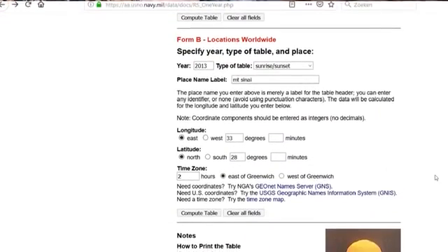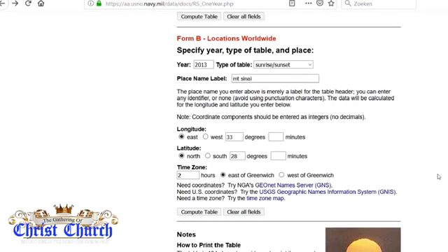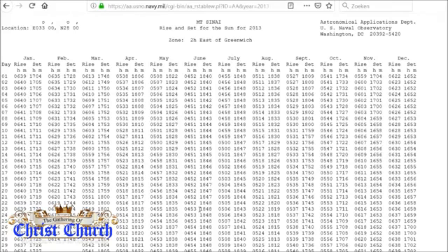So we're going back to the calculation. 33 east longitude, 28 degrees north latitude, 2 hours east of Greenwich, which is Mount Sinai. Then after that, you hit compute table. All right. Now, this is what we got last year for 2013 for Mount Sinai. Now, what's great about this is if you do have a computer with a printer hooked up to it, you can just print it out and look at the calculations there.